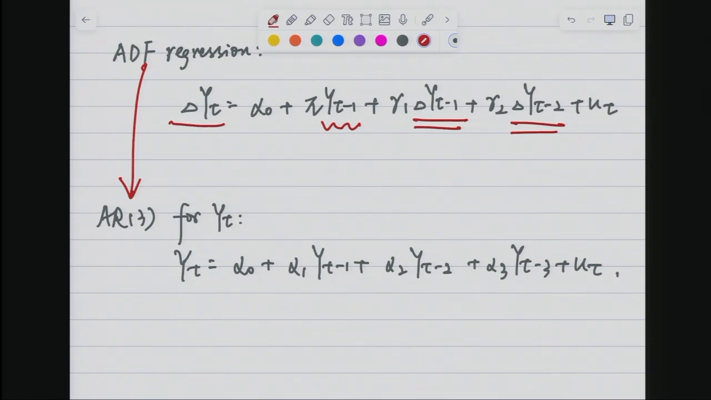These 2 equations are mathematically equivalent. You can transform the AR3 to the ADF form, or you could convert the ADF form back to the AR3.